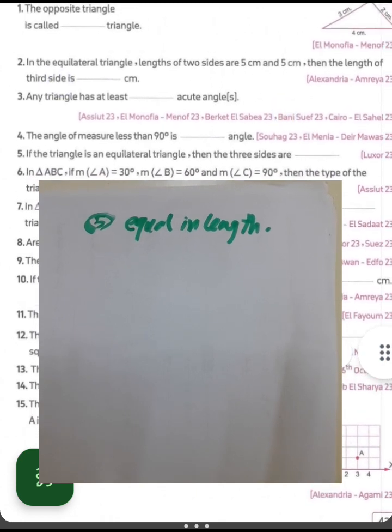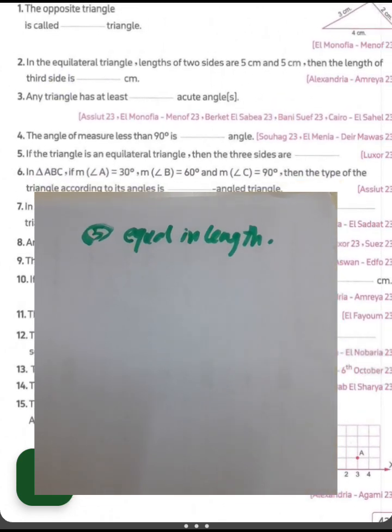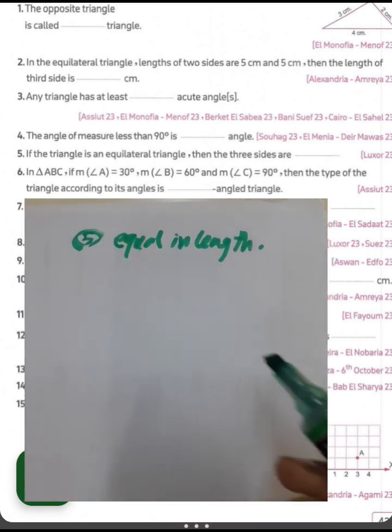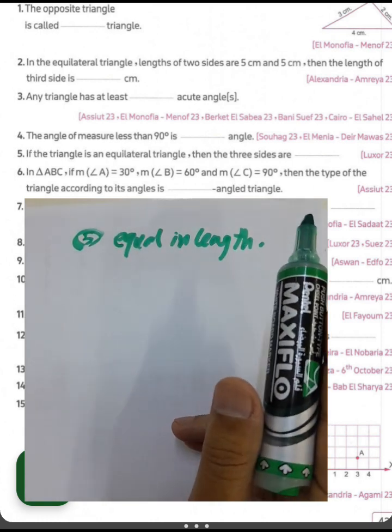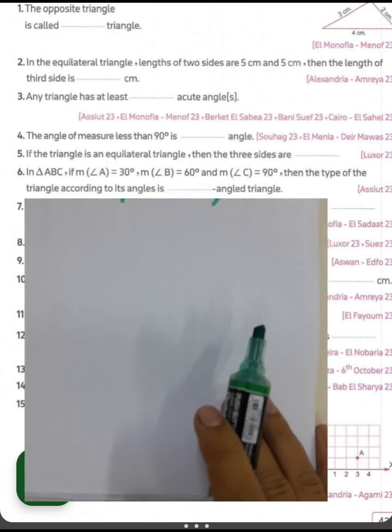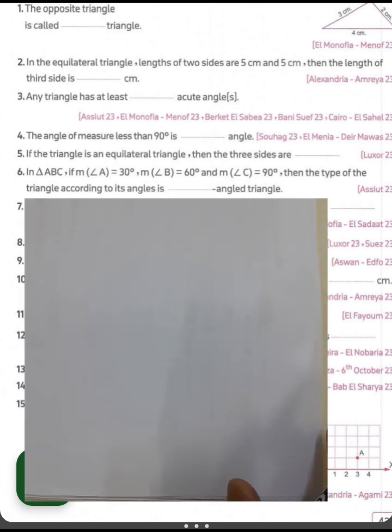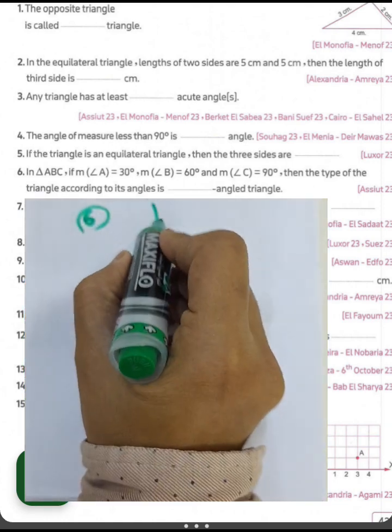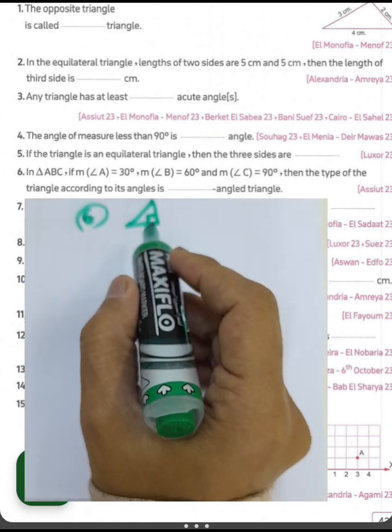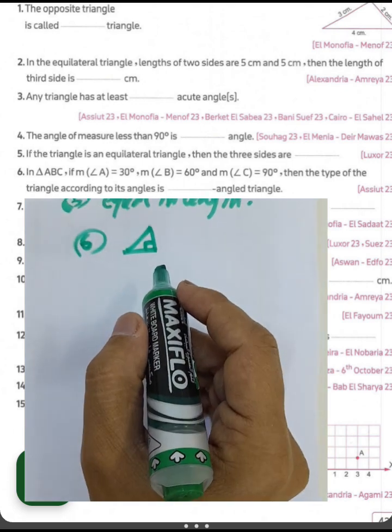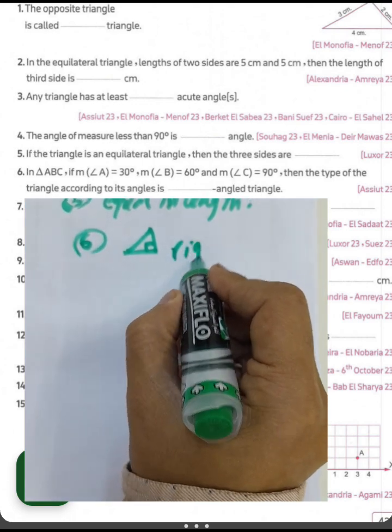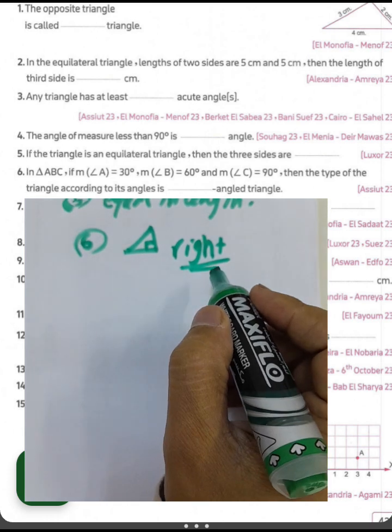Question number 6. In triangle ABC, if the measure of angle A equals 30 degrees, the measure of angle B is 60 degrees, and the measure of angle C is 90 degrees, then the type of triangle according to its angles, we call it a right angle triangle, because the measure of one vertex of this triangle is 90 degrees. So we write the word right in the space. We call it a right angle triangle.